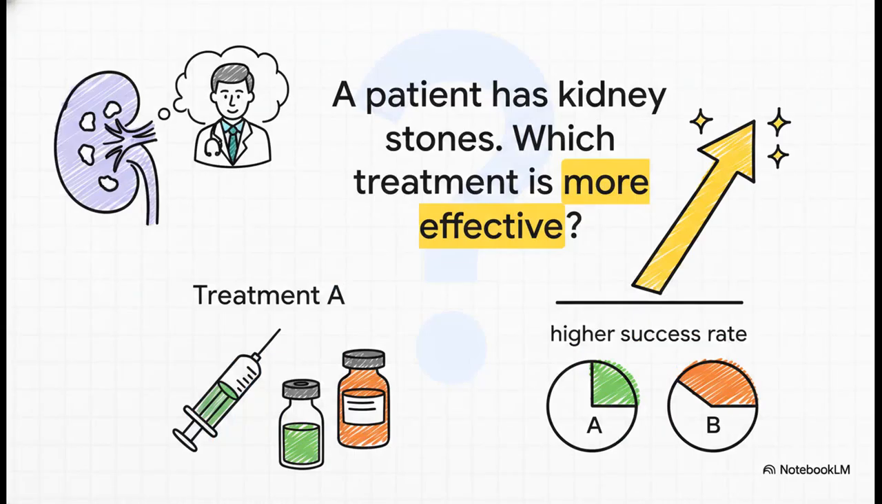All right, let's just dive right in with a real-life medical mystery. So picture this. You're a doctor. A patient comes in with kidney stones, and you've got two options, treatment A and treatment B. Your job? It's simple. Just pick the one that works better, the one with the higher success rate.